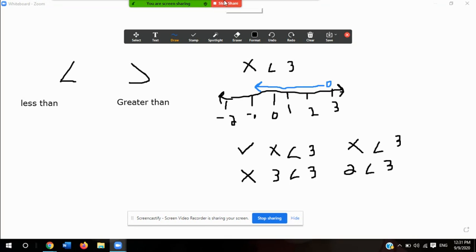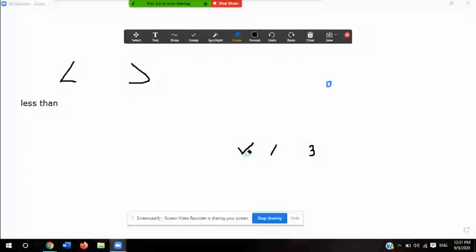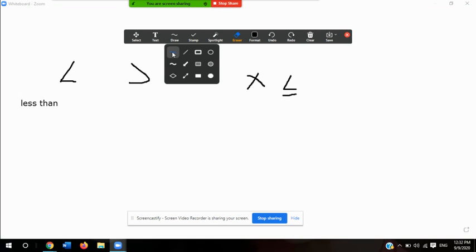Now, let's look at the same thing, but when I have less than or equal to. Let's say I have the following statement: x is less than or equal to negative 4.